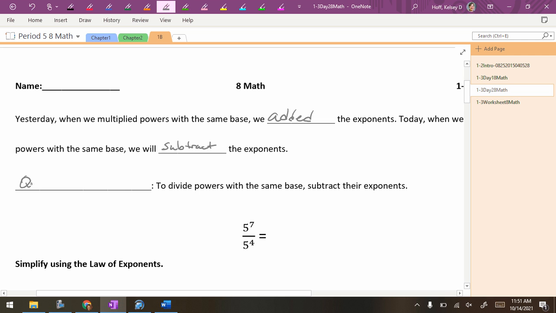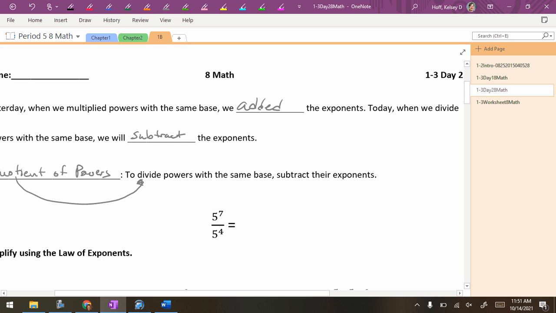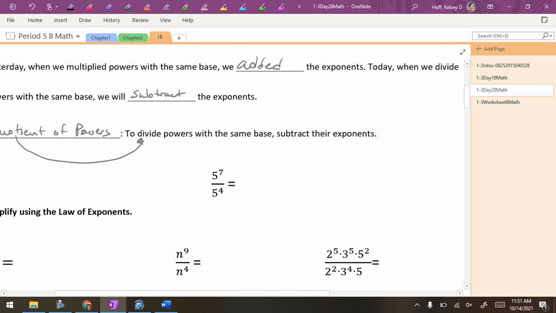So the rule today is called the quotient of powers. The quotient of powers. And quotient means to divide. So it says to divide powers with the same base, subtract their exponents. And I'm going to repeat out loud just like I did yesterday over and over. Keep the base and subtract your exponents.